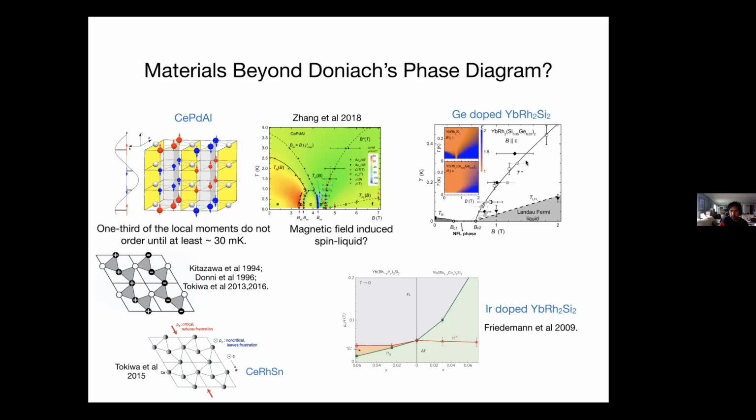And then there's this old work, as you might have recalled from 10, 15 years ago, on germanium-doped ytterbium rhodium silicide, where there was a claim of an intermediate small Fermi surface phase, similarly with iridium doping. So at least phenomenologically, there are systems with seemingly a small Fermi surface without any magnetic ordering.